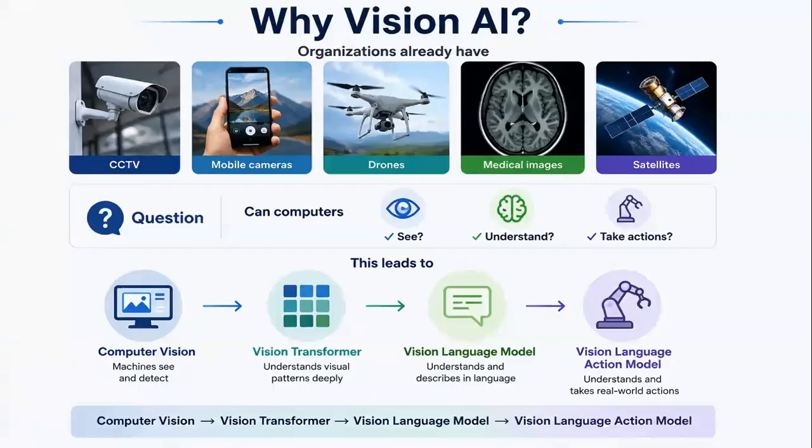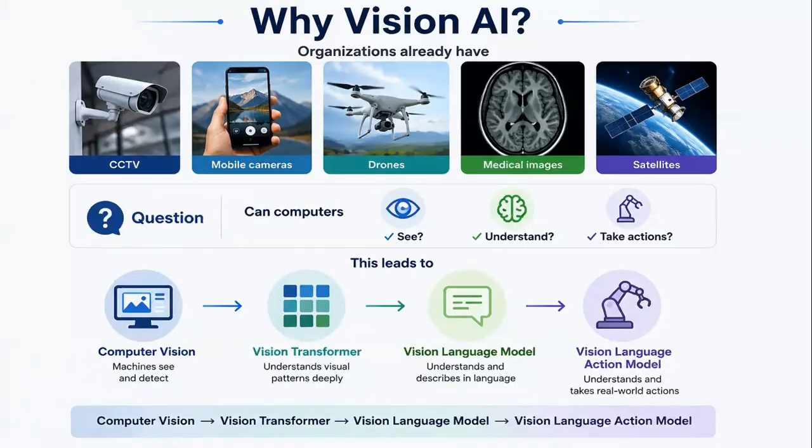So here we have a lot of organizations. Many organizations already have this kind of infrastructure available, like CCTVs, mobile cameras, sometimes drones, medical images, satellite images, or many other such sources, right? So we have a lot of data available in the form of images as well as videos. Now, using computer vision, it can detect certain things but not complex images.